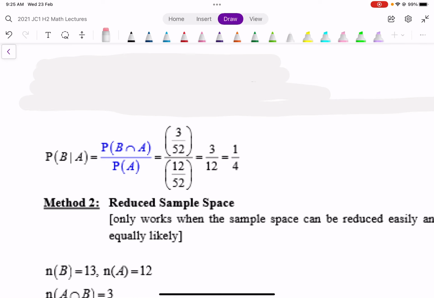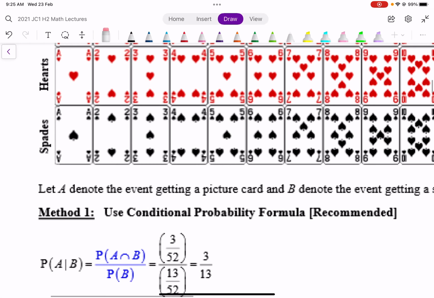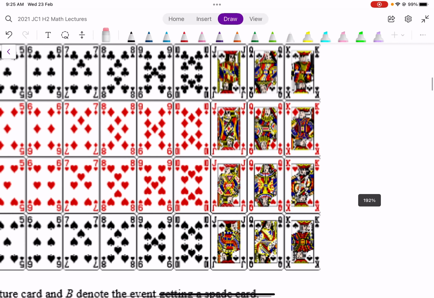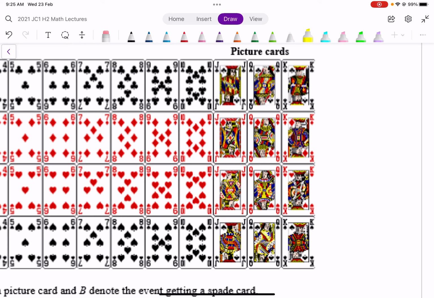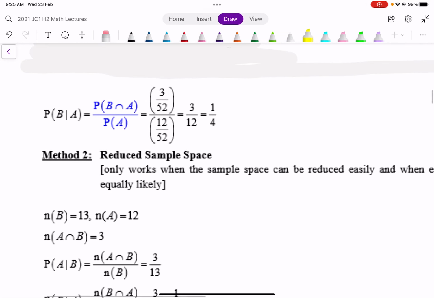However, the probability of A is the event of getting a picture card. Picture cards are those that are jack, queen, and king. In other words, these are the cards. Altogether there are 12 cards, so my probability will be 12 out of 52. Then you evaluate, and that will give you your required probability.